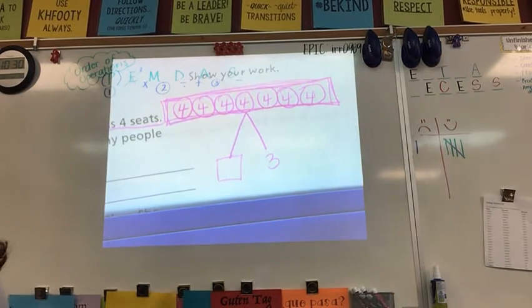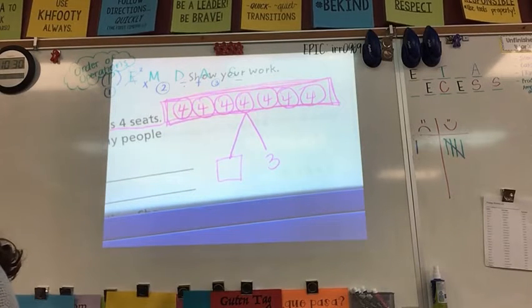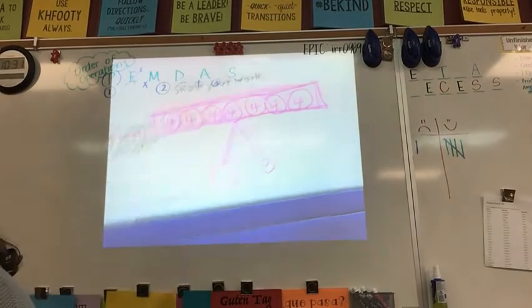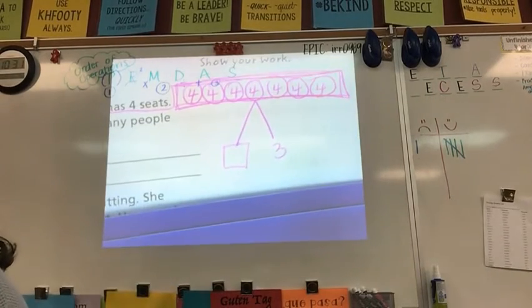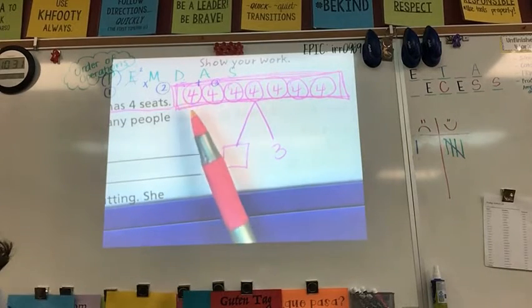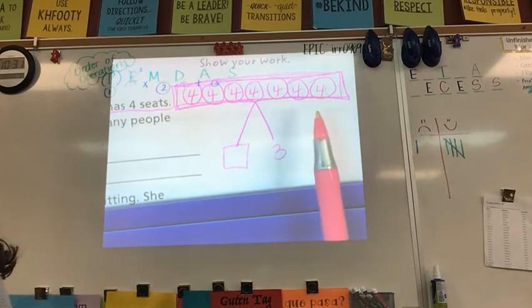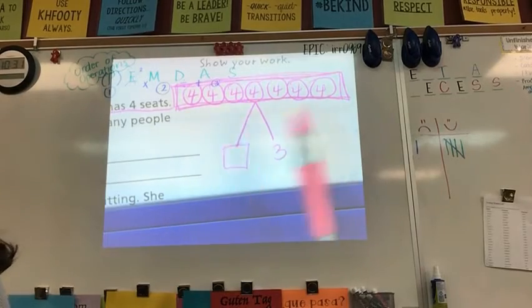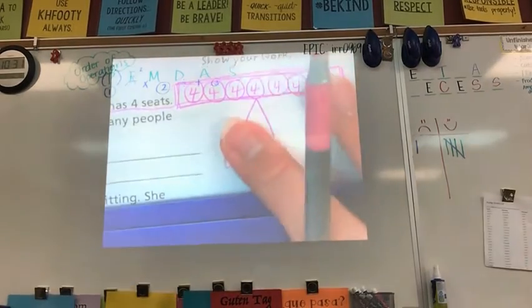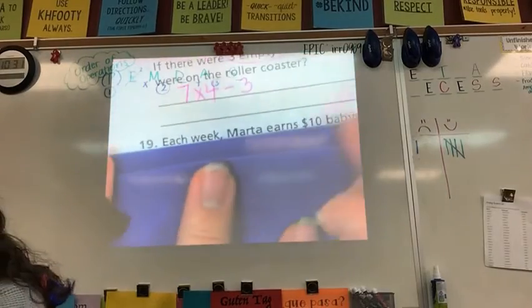Seven carts with 4 people in each cart, yes. And really, that would be finding my total on the whole roller coaster, right? So when they're asking the first step question, they would want us to be like, how many people can sit on the roller coaster? Or how many seats are there in all? So that's what I would have written. I would have written, how many seats are on the roller coaster?